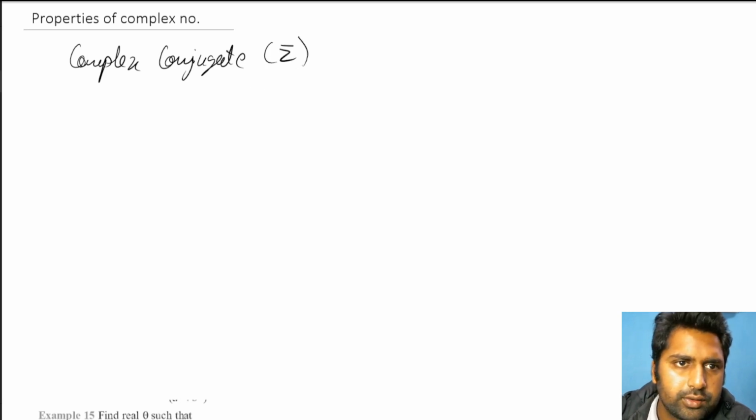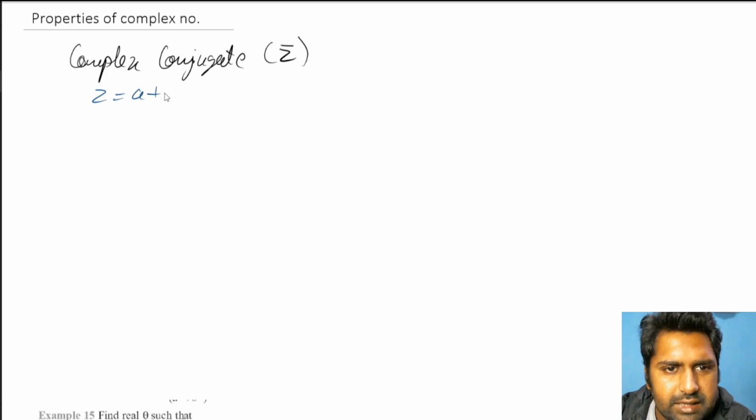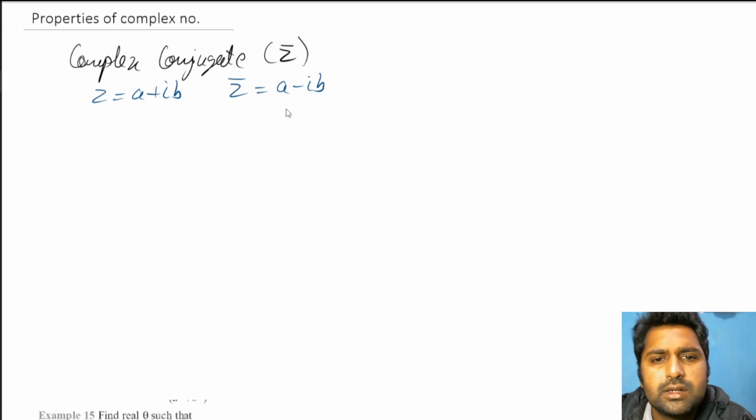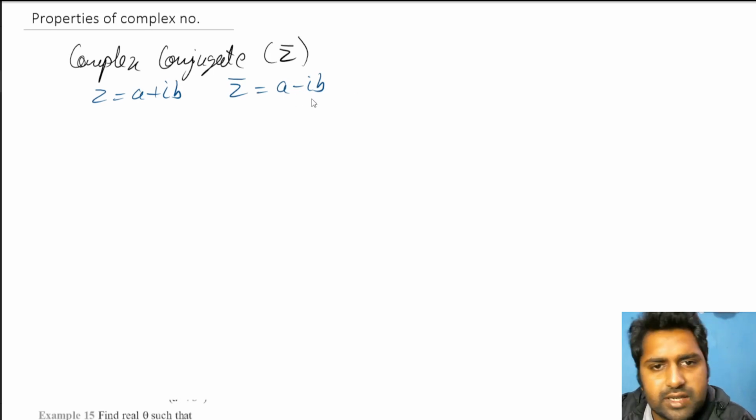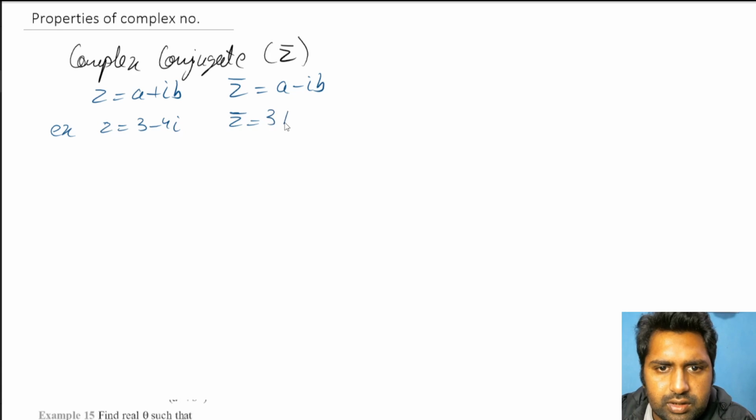As per the definition, if z is alpha plus iota beta, z bar is nothing but alpha minus iota beta. It means you just change the sign of the iota term. If it is plus 3 iota, you write minus 3 iota. If it is minus 3 iota, you write plus 3 iota. Don't do anything with the real part, just change the sign of the imaginary part. It's as simple as that. Suppose z is 3 minus 4 iota, so z bar will be 3 plus 4 iota. Change the sign of the iota part. That's it.